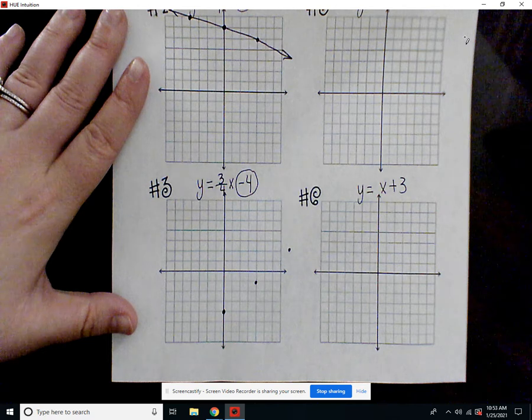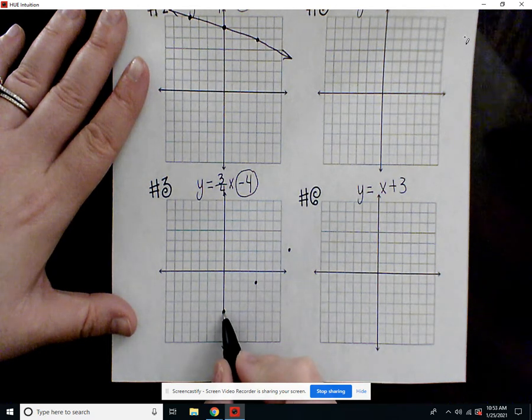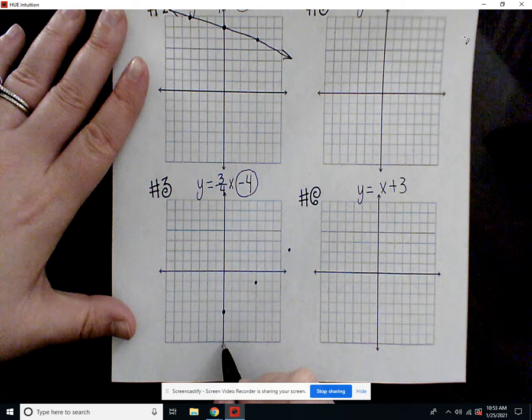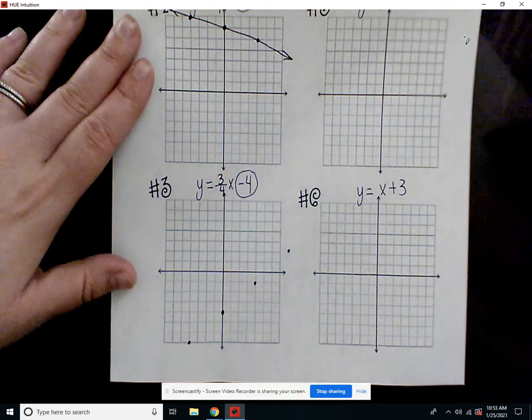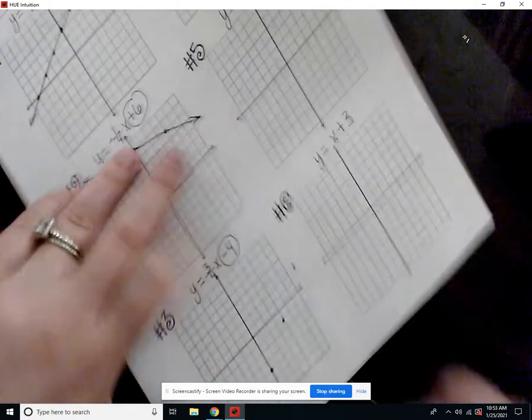All right, so now we're going to do the opposite. So we're going to go to our original dot, go down 3, 1, 2, 3, and go to the left 4, 1, 2, 3, 4, and put our dot. Now we're going to connect our dots.